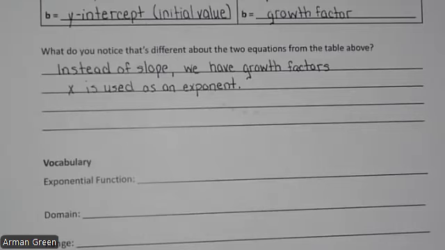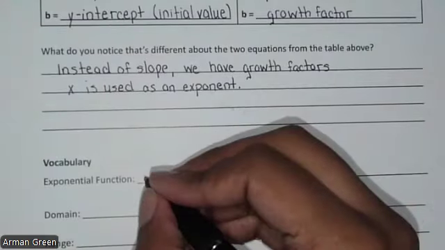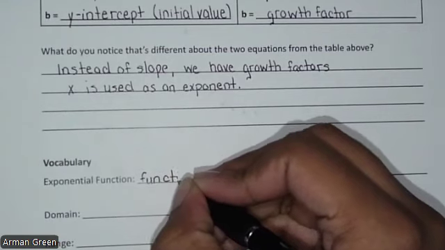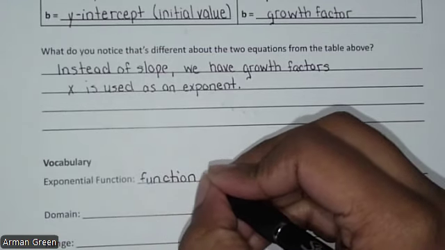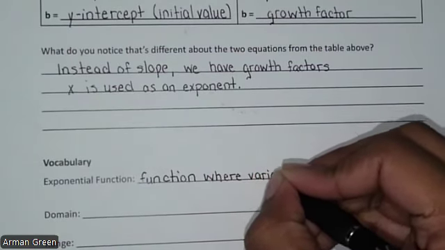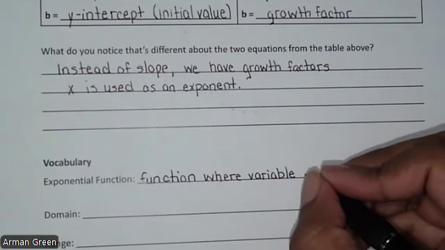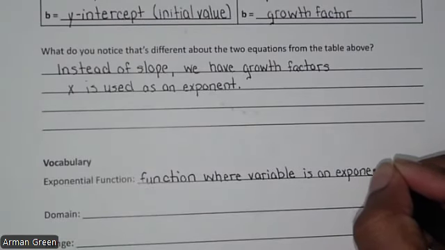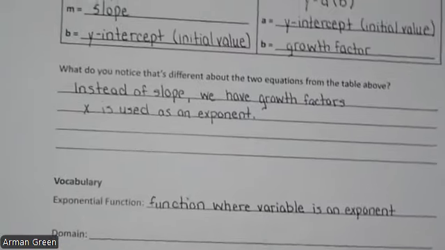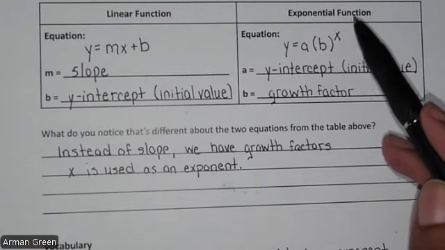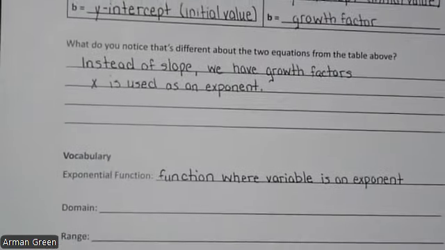Now, when we're talking about exponential functions, simply put, the definition is that an exponential function is a function where the variable is an exponent. If I go back up here, x is our variable. That is my exponent, so that's why it's an exponential function.